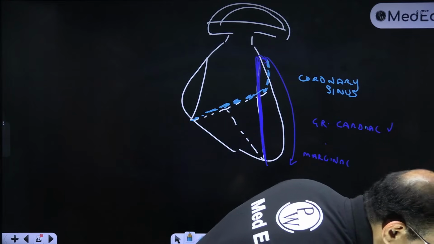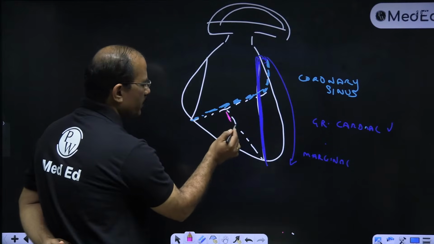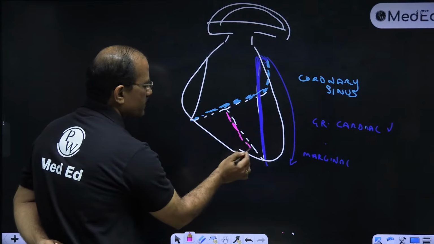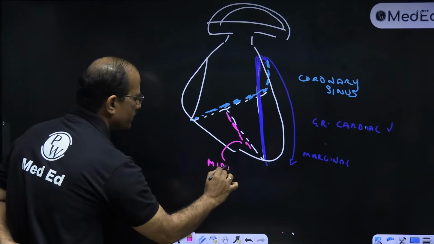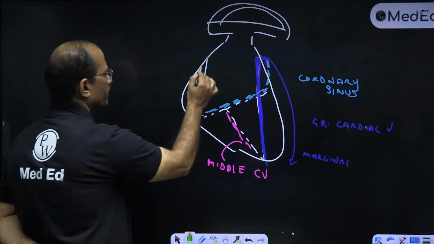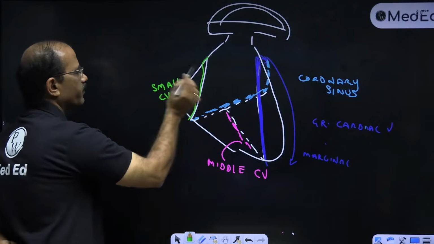Okay. Now, what is this vein here? There is a vein here. What is this vein? This is the middle cardiac vein. And that's a small cardiac vein.